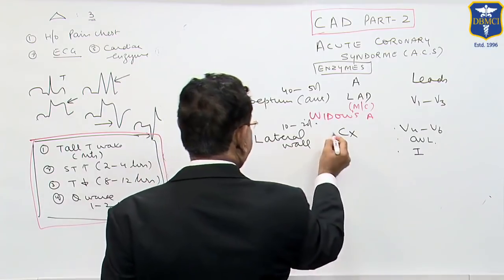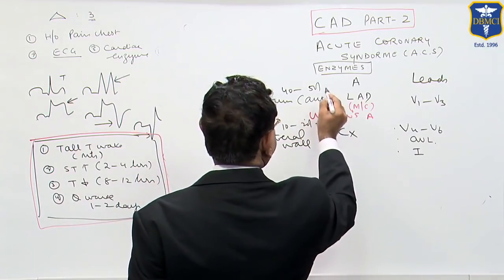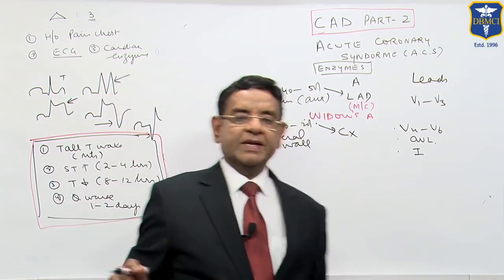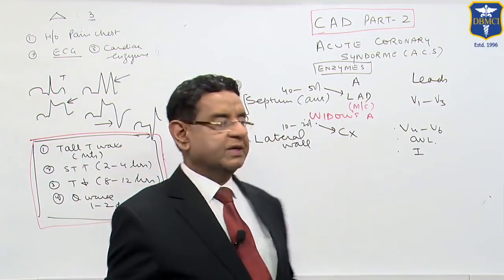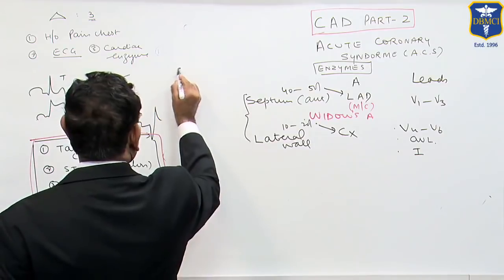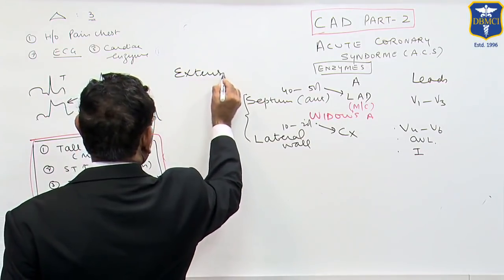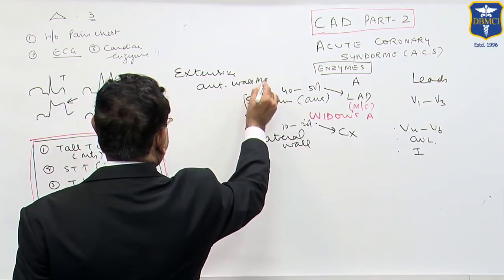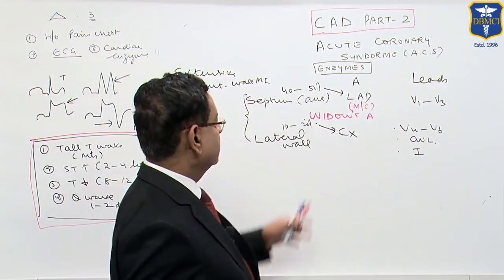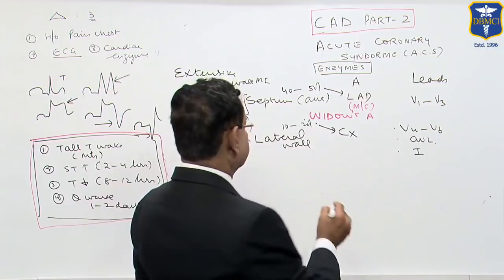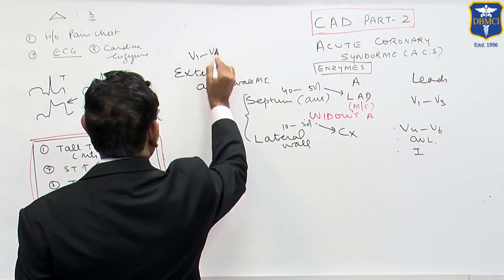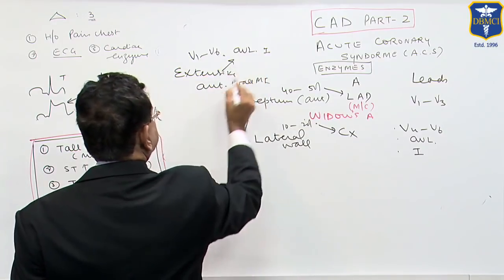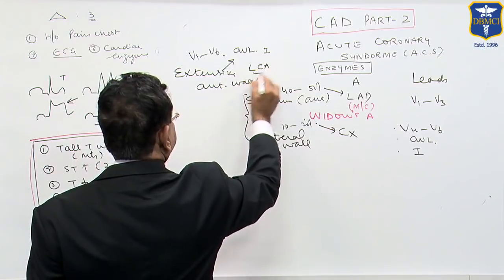And circumflex. And this is LAD. And if the complete left coronary artery is involved, then we call it extensive anterior wall MI. When left main stem is involved, then the leads will be V1 to V6, AVL as well as L1. This is usually when the left coronary artery itself is involved.